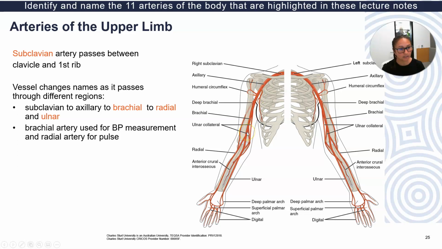And then you can see here you've got the axillary, and then it splits into two, the brachial and the deep brachial, and then you've got the brachial, and then you've got the radial there and the ulnar there. So you can follow it along and see how we ended up with these two. The brachial artery is used for blood pressure. Okay.